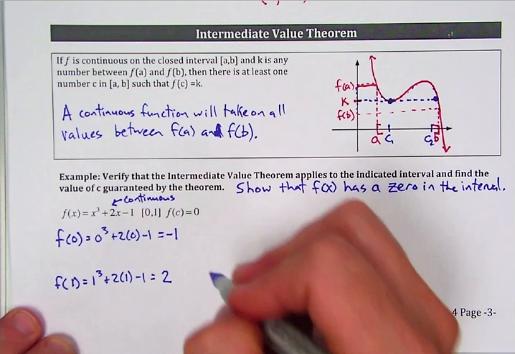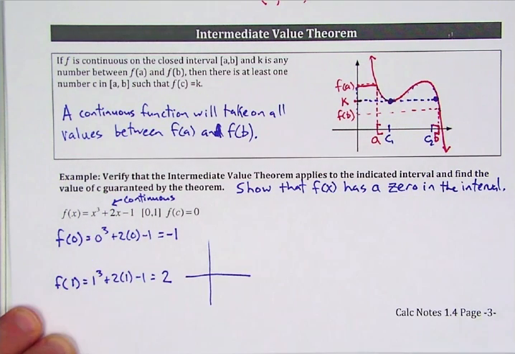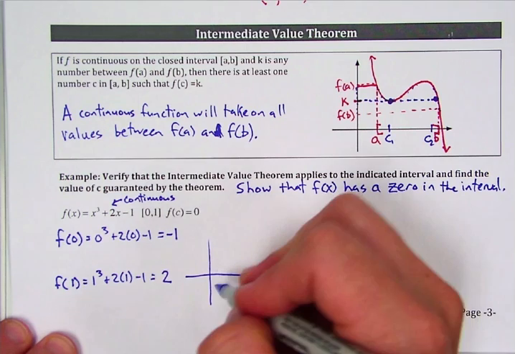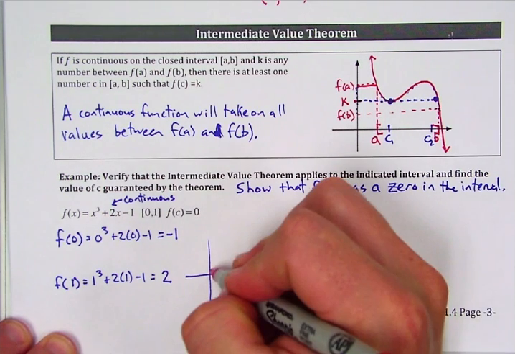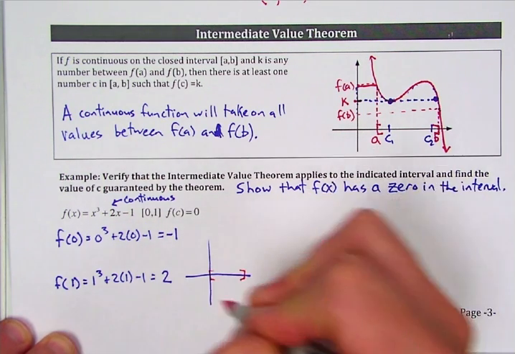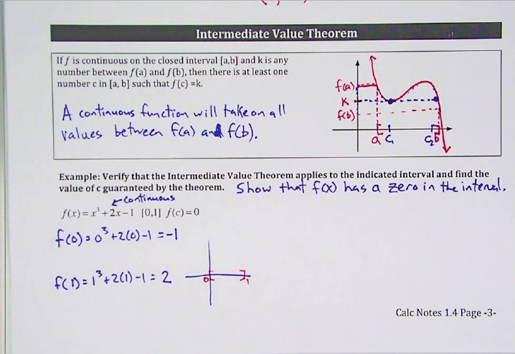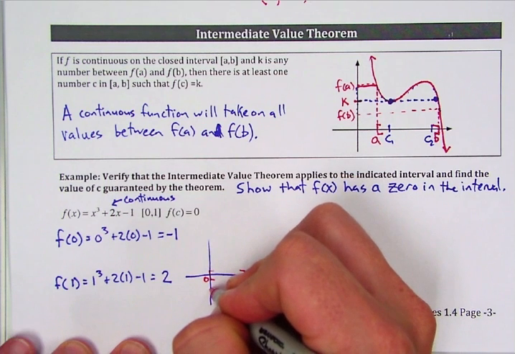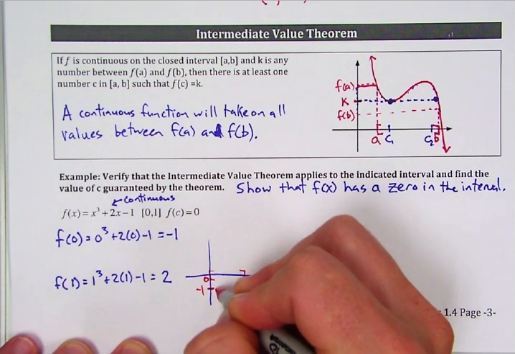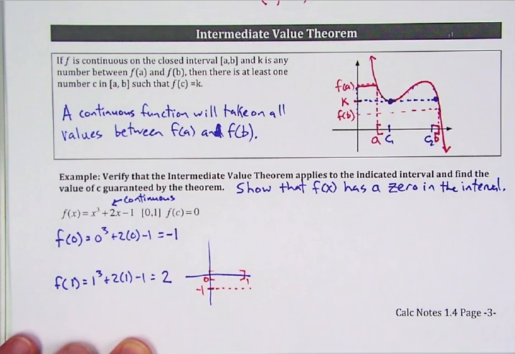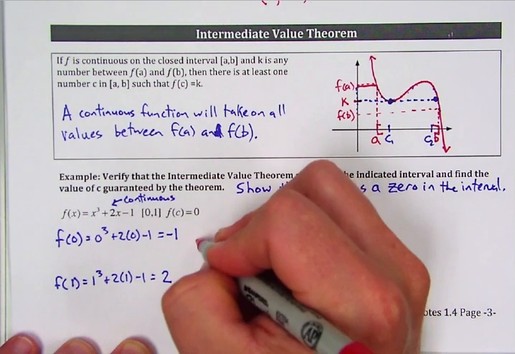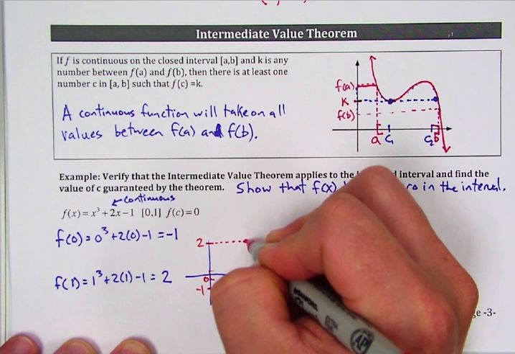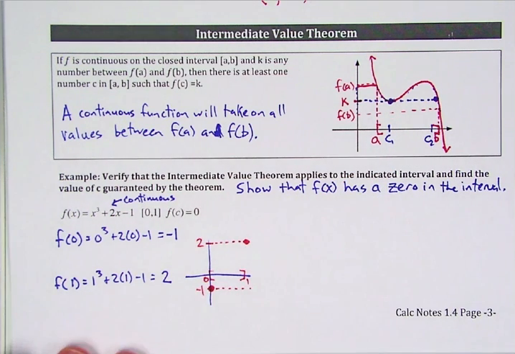So graphically, let's just kind of see what happens here. So here is our interval going from 0 to 1. And it's saying that this function is continuous, and it goes from -1 right here all the way up to 2 up here. So this is sort of like putting pieces of the puzzle together without actually seeing the picture.